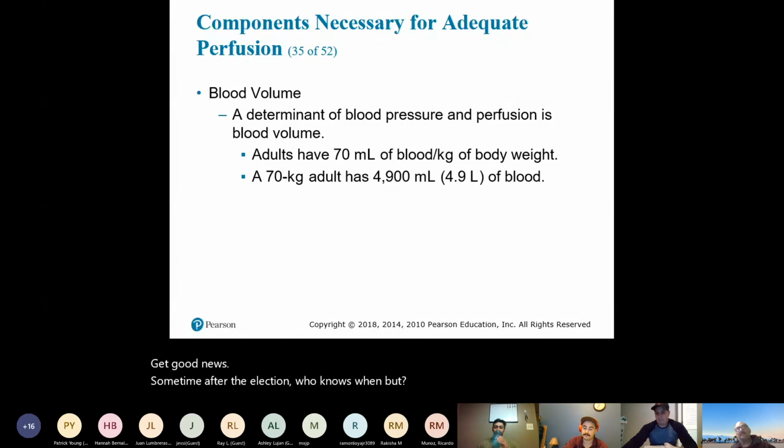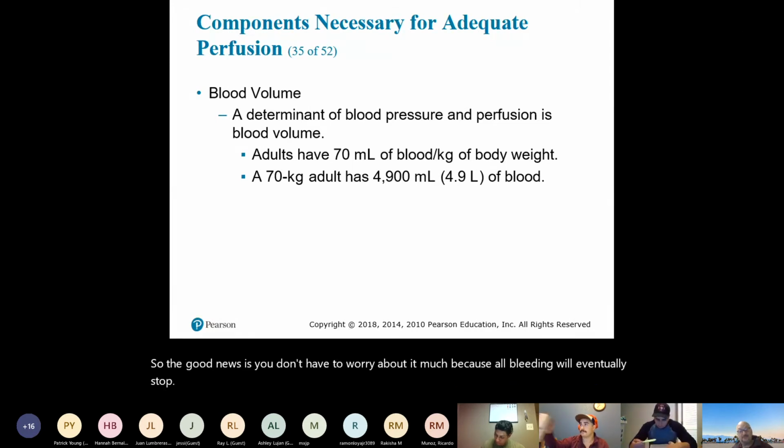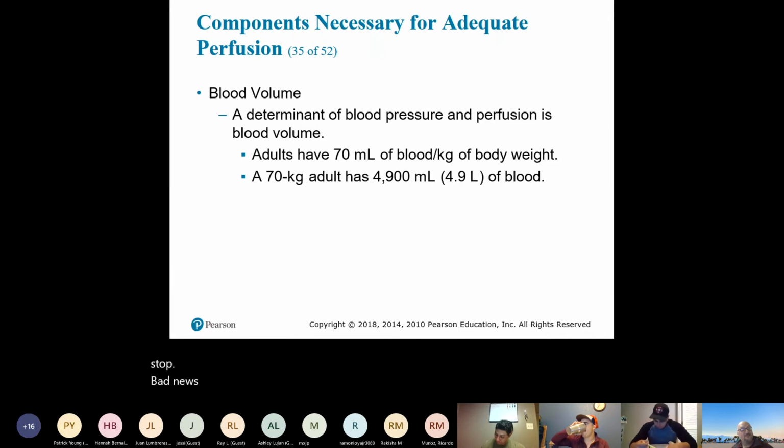No, the good news is that all bleeding eventually stops. And the bad news is that all bleeding eventually stops. So the good news is you don't have to worry about it much because all bleeding will eventually stop. The bad news is there's only so much blood in your body. So all bleeding eventually stops.